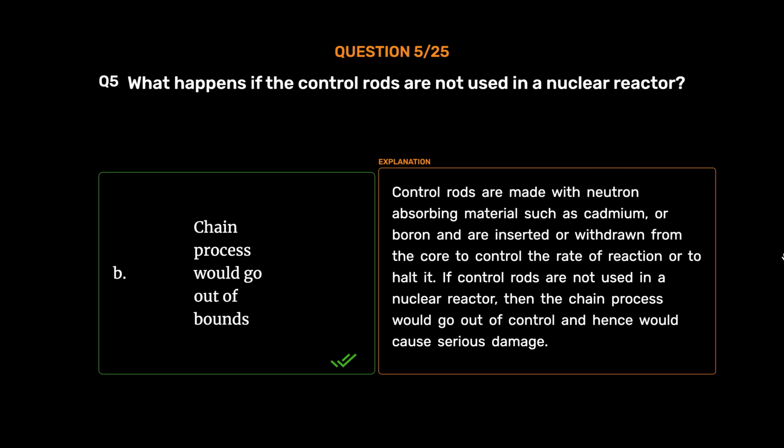Control rods are made with neutron-absorbing materials such as cadmium or boron and are inserted or withdrawn from the core to control the rate of reaction or to halt it. If control rods are not used in a nuclear reactor, then the chain process would go out of control and hence would cause serious damage.